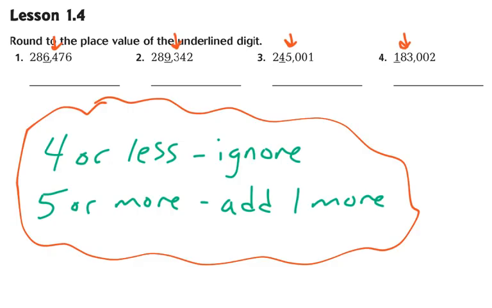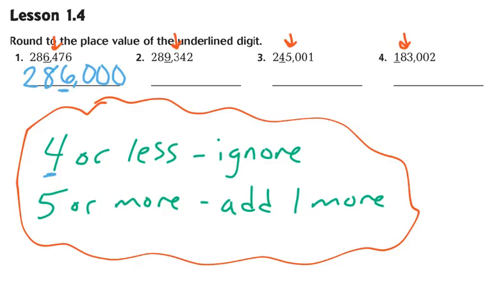Now, so we look at number 1. Its neighbor is a 4. That means it's 4 or less. We're going to ignore it. The 2 and the 8 stay the same. And our 6 stays the same because I'm ignoring that 4, which is its neighbor. So the hundreds place, my tens place, and my ones place turn to zeros. What I need to think in my head is, is 286,476 closer to 286,000 or 287,000? My thousands place is what's going to be changing. It's either going to stay at that 6 or it's going to go up to that 7. Okay? Let's take a look at the next one.